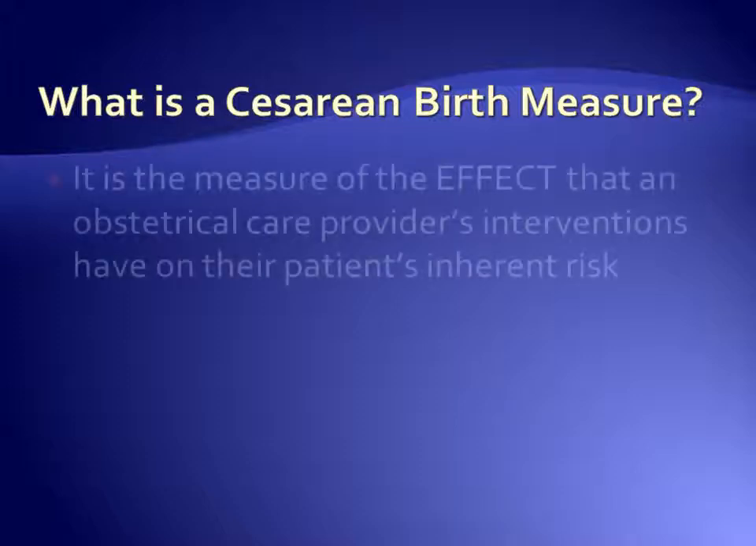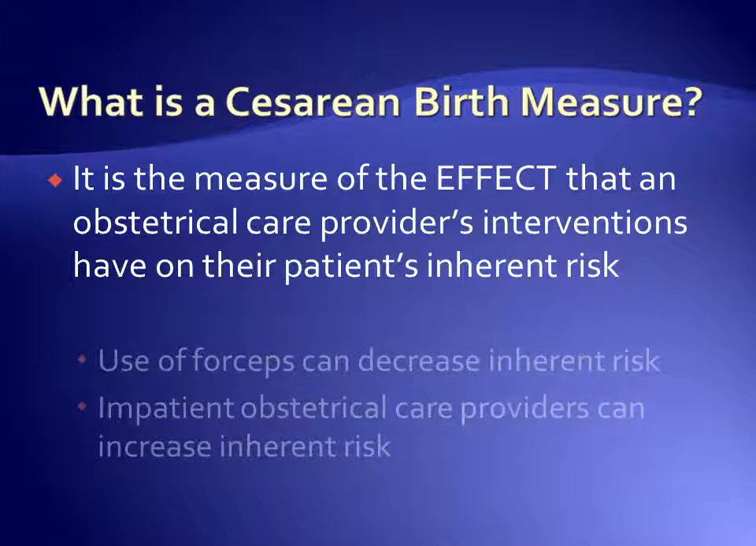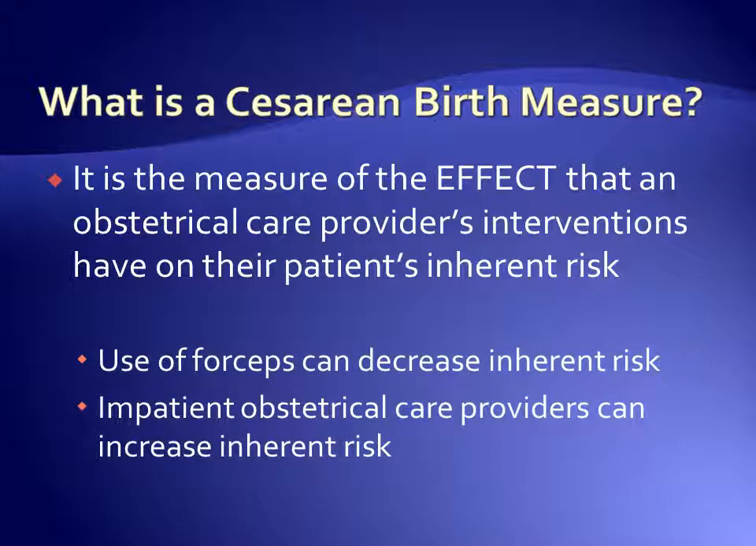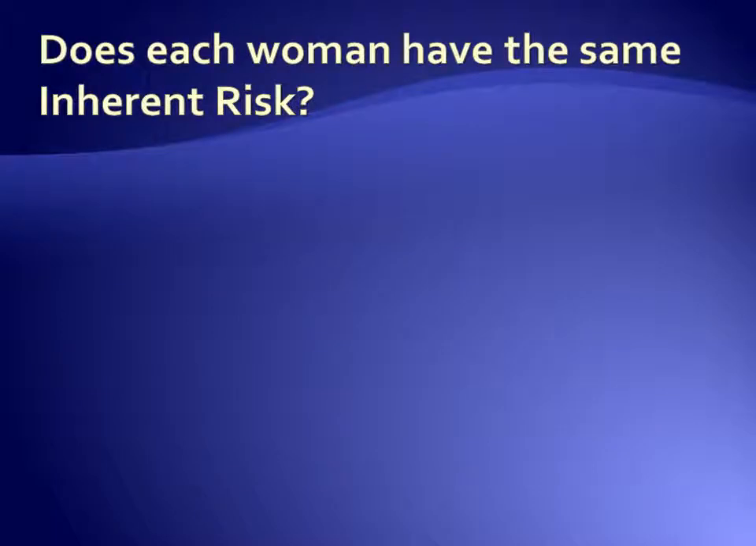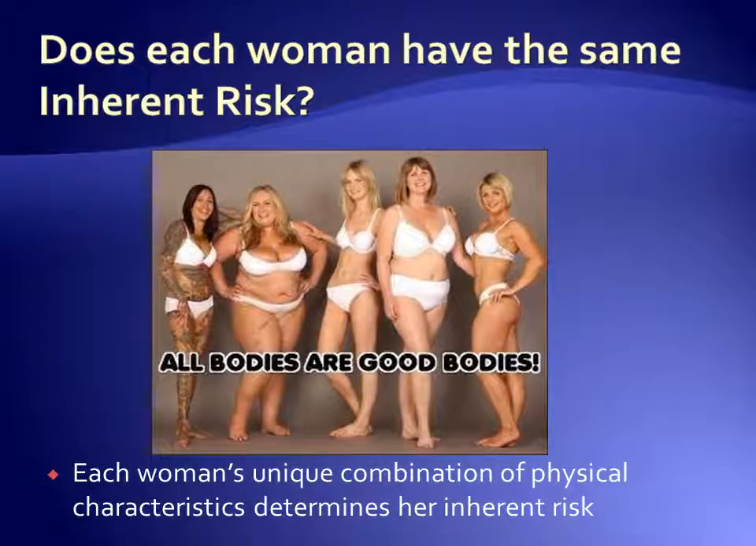A cesarean birth measure is a measure of the effect that the obstetrical care provider's interventions have on their patient's inherent risk. For example, obstetrical care providers that are skilled with forceps can decrease a woman's inherent risk, and impatient obstetrical care providers can increase a woman's inherent risk. Does each woman have the same inherent risk? No, they don't. Each woman's unique combination of physical characteristics determines her inherent risk that labor will result in a cesarean birth.